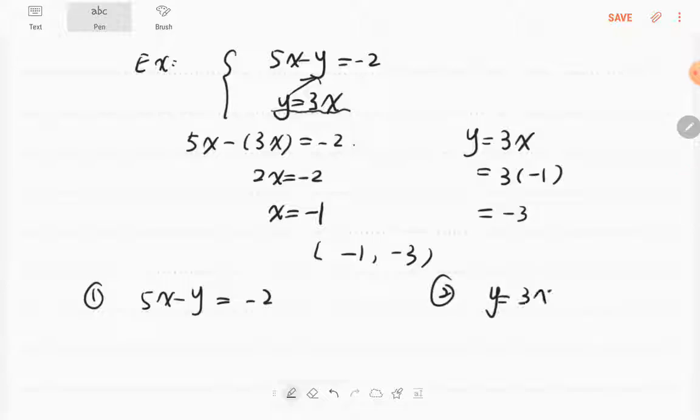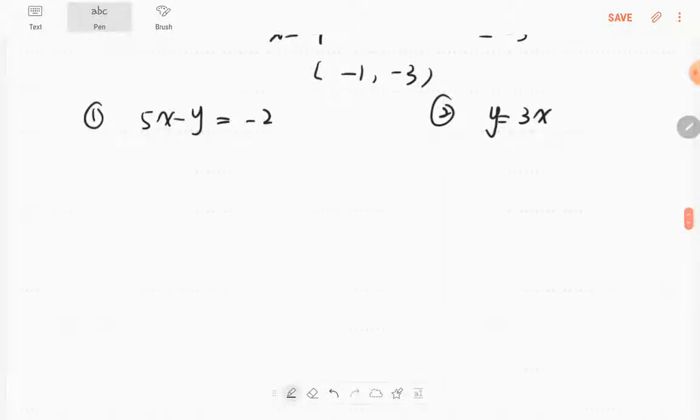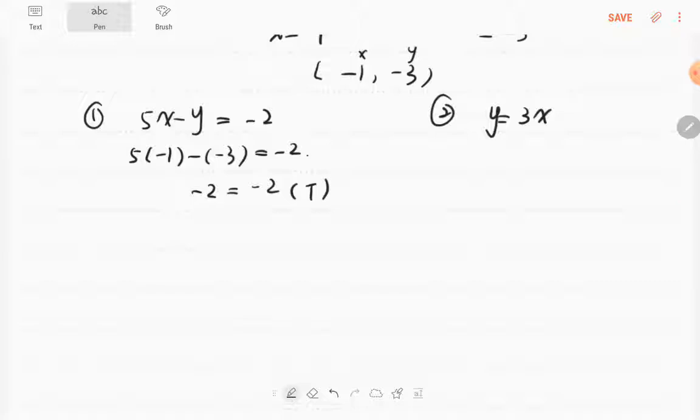We write down two equations. We need to test both equations, right? So first one, we use negative 1 to replace x and negative 3 to replace y. Then we check the left side. We get negative 5 plus 3. We will get negative 2. So it's true. Left side is equal to right side. So it's true for the first equation.